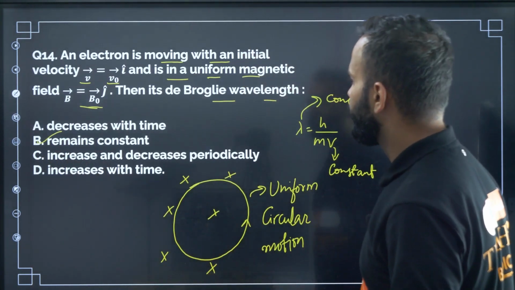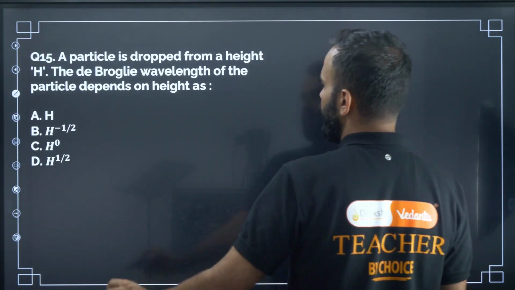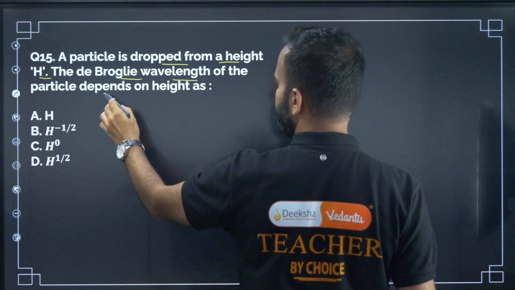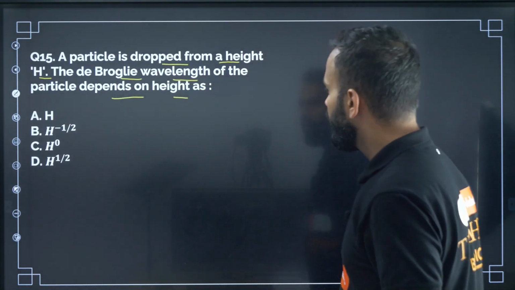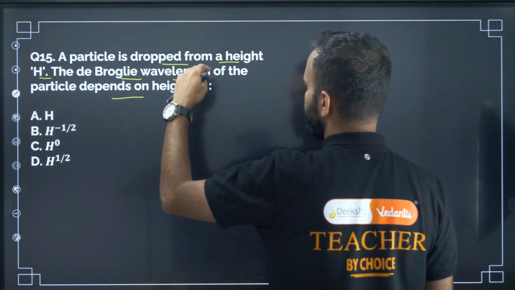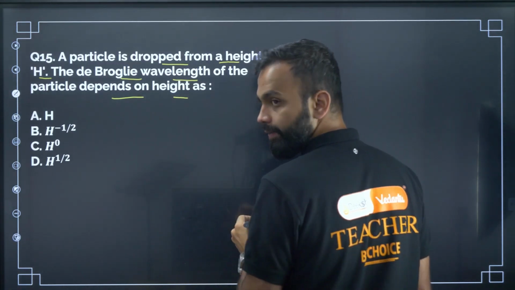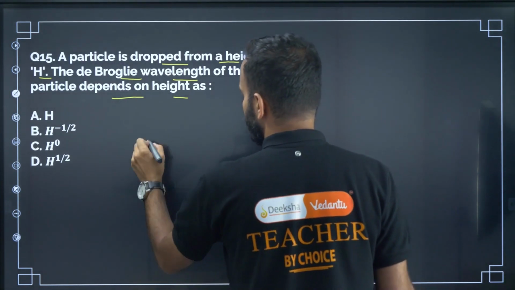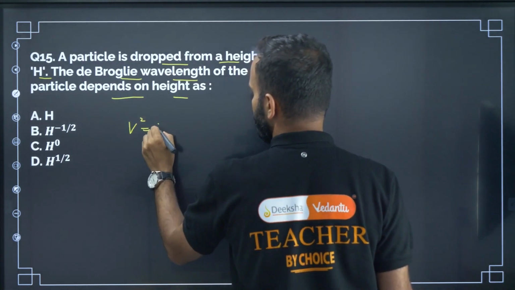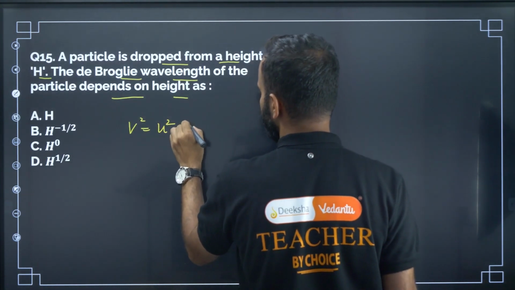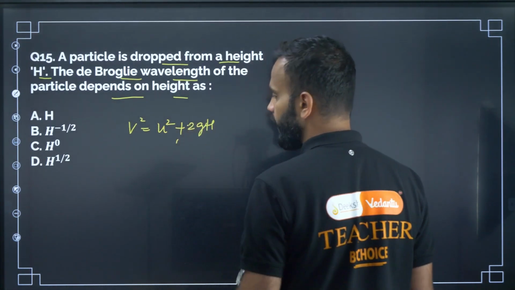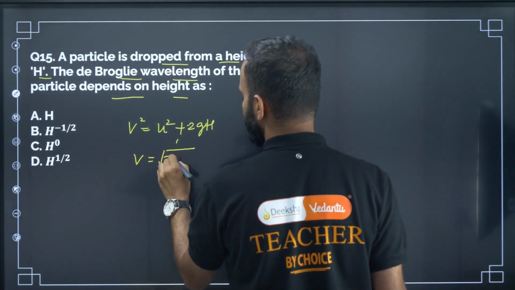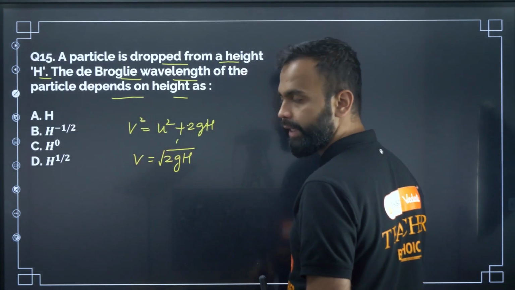Okay, next question. Question number 15. A particle is dropped from a height h. The de Broglie wavelength of the particle depends on height as... Okay, so when a particle is dropped from a height h, what is the velocity gained by the particle? From the third equation of motion, v square equals u square plus 2gh. Here u is 0, so v equals root of 2gh. This is the velocity gained by the particle, right?